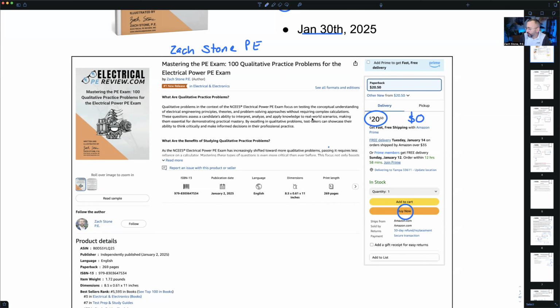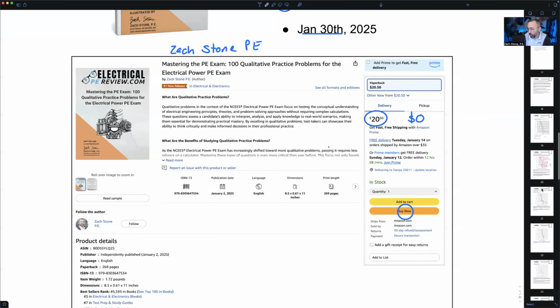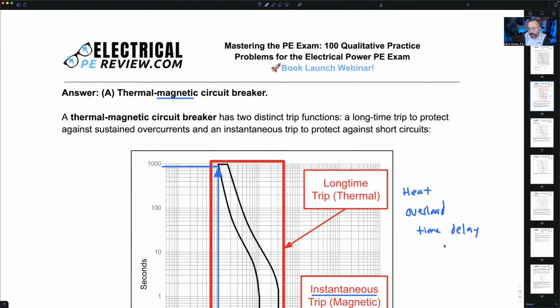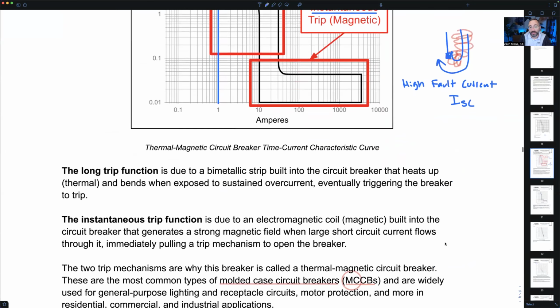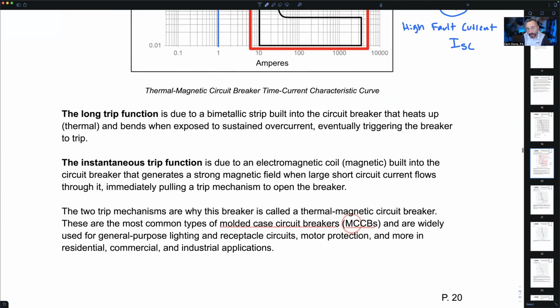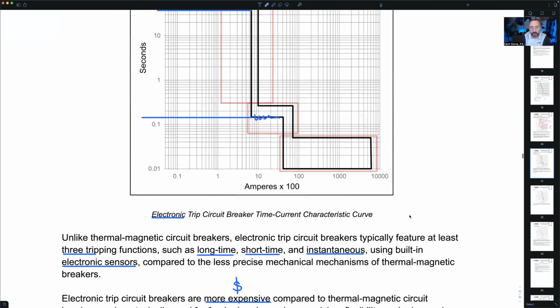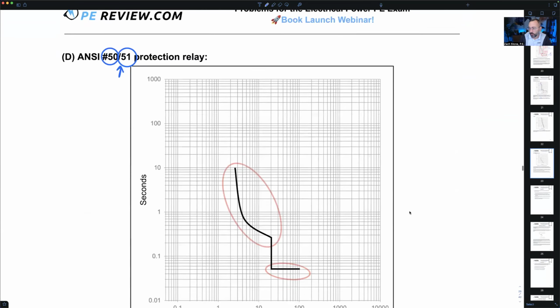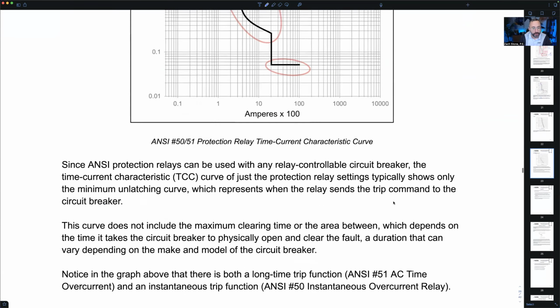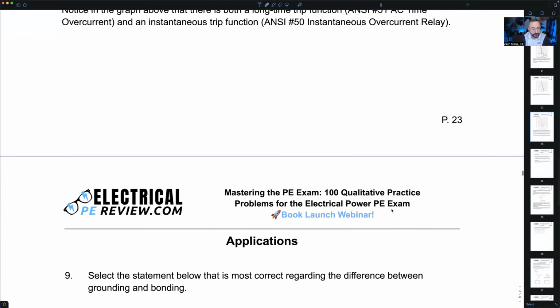All right, so where did we leave off? I think we are on problem 9, applications. For me, that's on page 24. We worked through the current curve problem last week, looking at the TCC curves for fuses, thermal mag breakers, electronic trip breakers, and protection relays. So now we're going to be starting with applications.